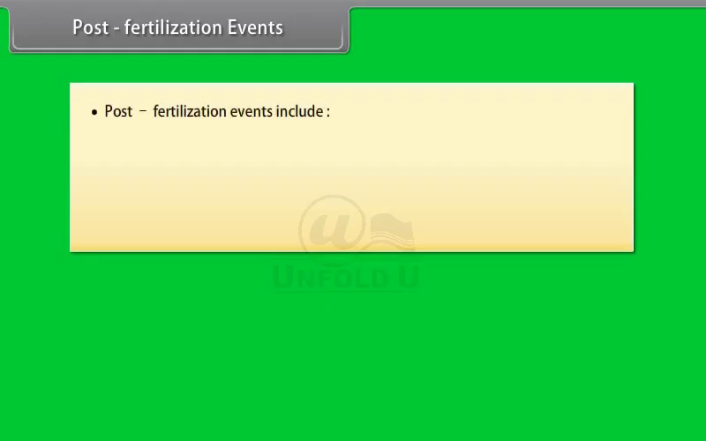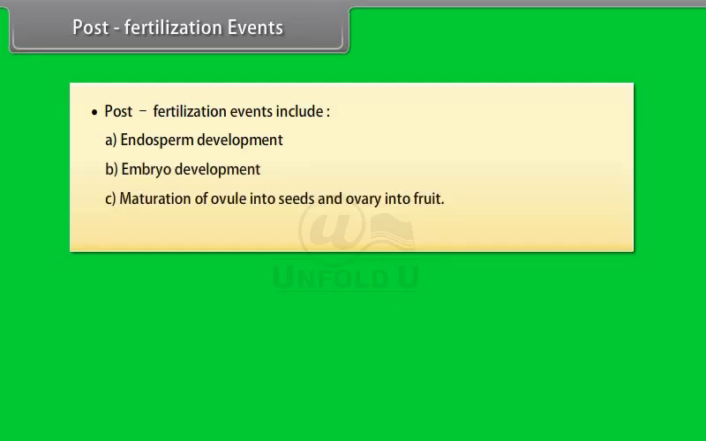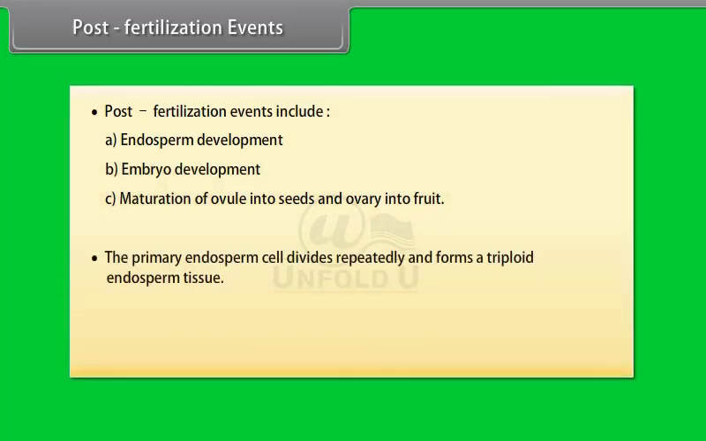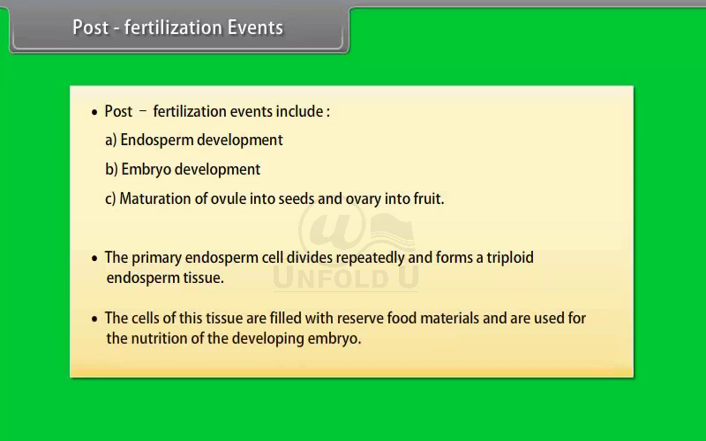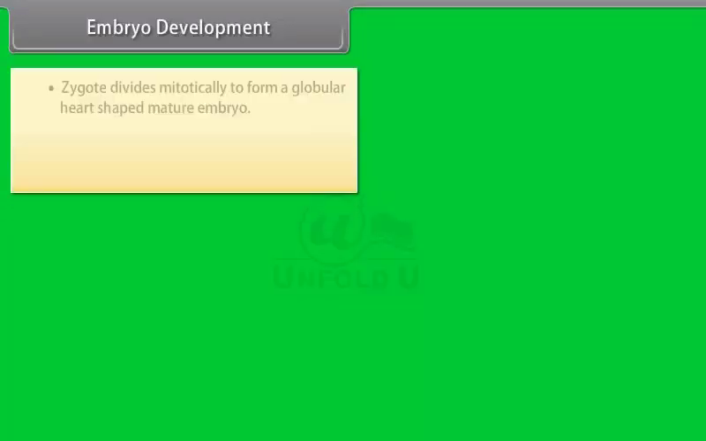Post-fertilization events include A. Endosperm development, B. Embryo development, C. Maturation of ovule into seeds and ovary into fruit. The primary endosperm cell divides repeatedly and forms a triploid endosperm tissue. The cells of this tissue are filled with reserve food materials and are used for the nutrition of the developing embryo. Embryo development: zygote divides mitotically to form a globular, heart-shaped mature embryo.